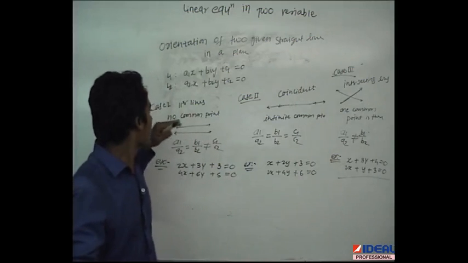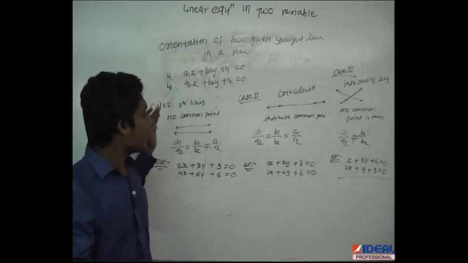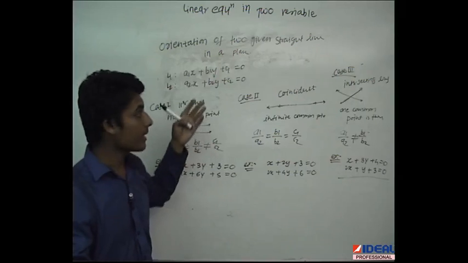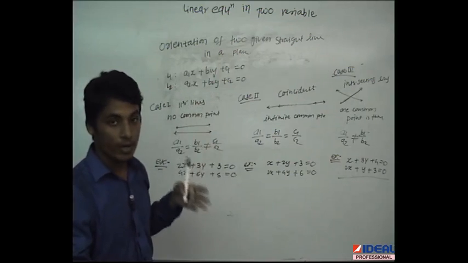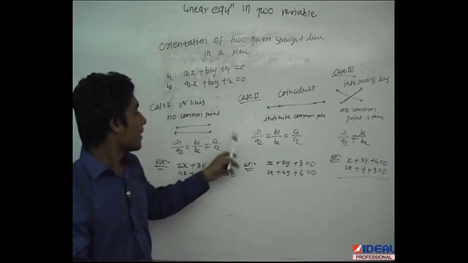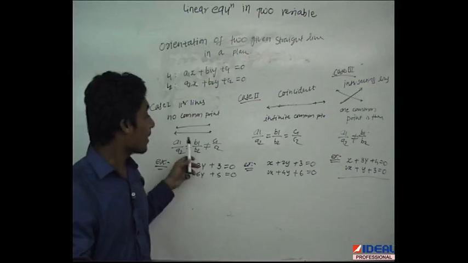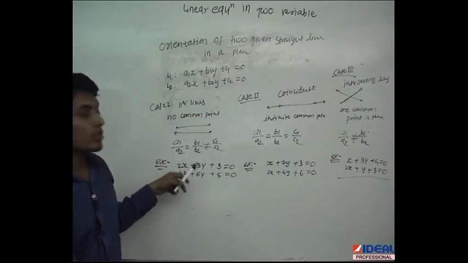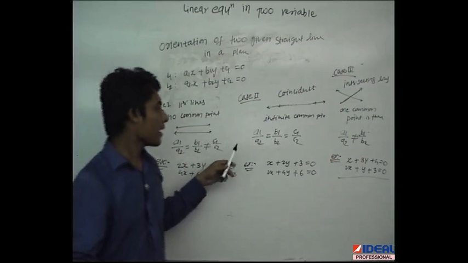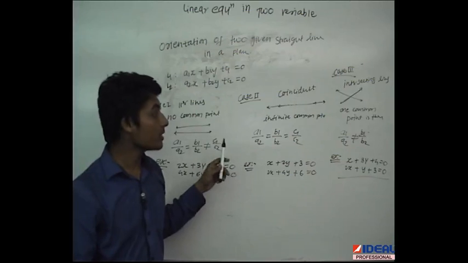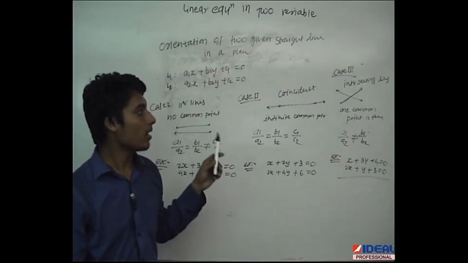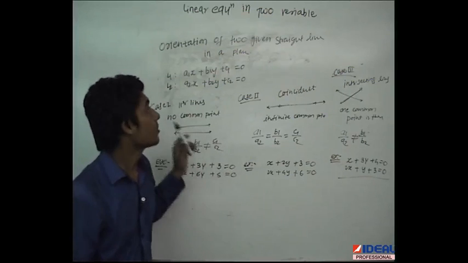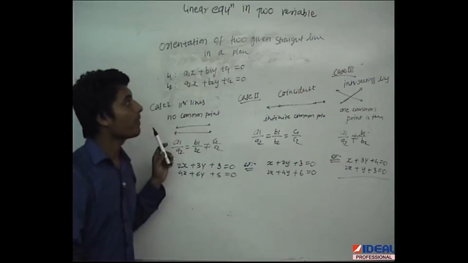So there are three cases. Number one, parallel lines, no common point. Second, coincident lines, infinitely many common points. And third, intersecting lines, only one common point. And these are their conditions. For parallel lines, a1/a2 = b1/b2 ≠ c1/c2. Next, coincident lines, a1/a2 = b1/b2 = c1/c2. And third, intersecting lines, a1/a2 ≠ b1/b2. So this is the orientation of two given straight lines in a plane.